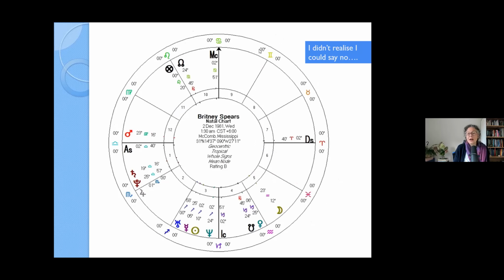Second quick chart here to have a look at is Britney Spears. And Britney has the moon in Aquarius, which I imagine many of you listening do as well. And many of you know that she has been in these ongoing court battles for some time to try to reclaim a sense of agency or the ability to make choices for herself. And one little piece that stuck out with me when this was in the press recently was that there was this sense that she didn't realize that she could say no, or that she could push back.